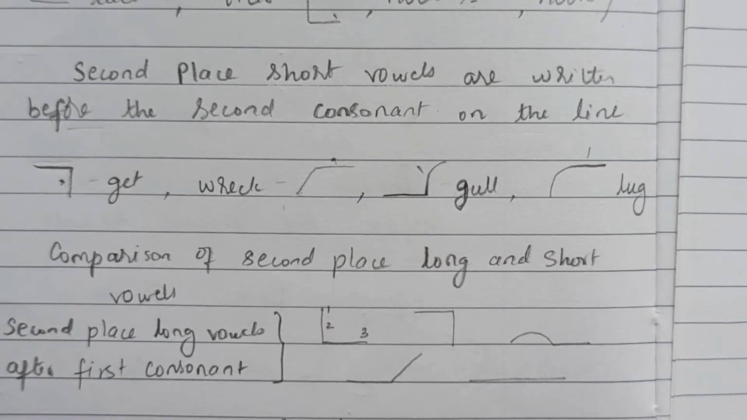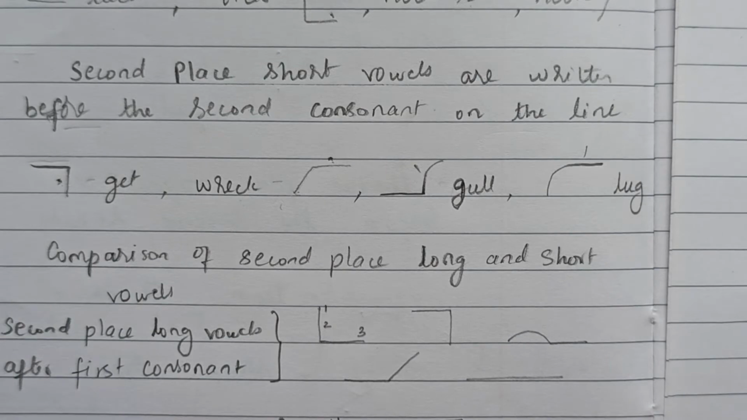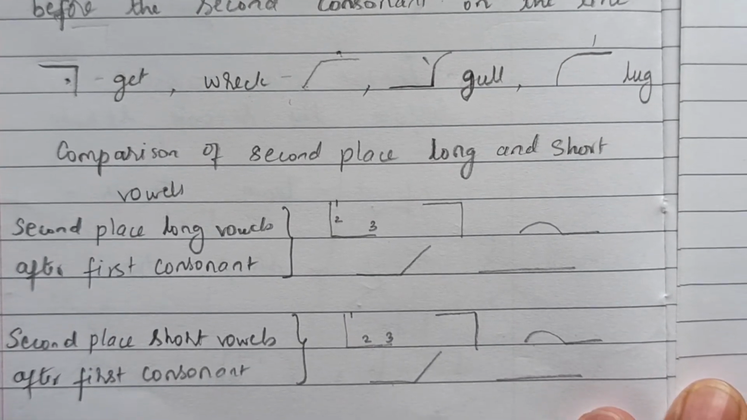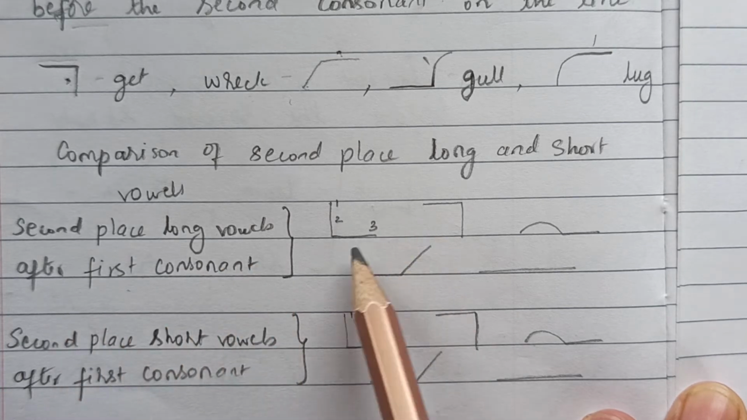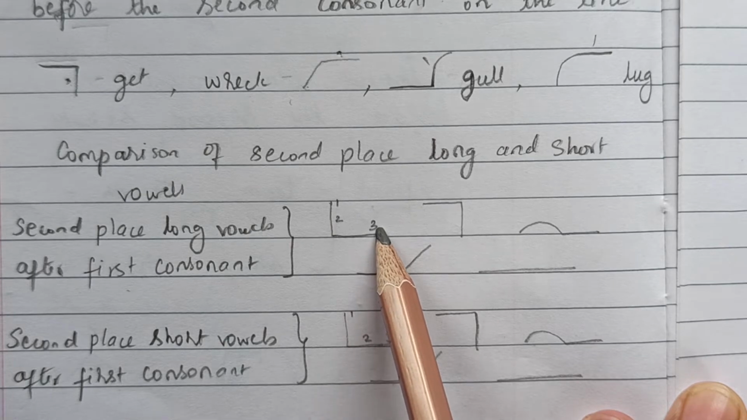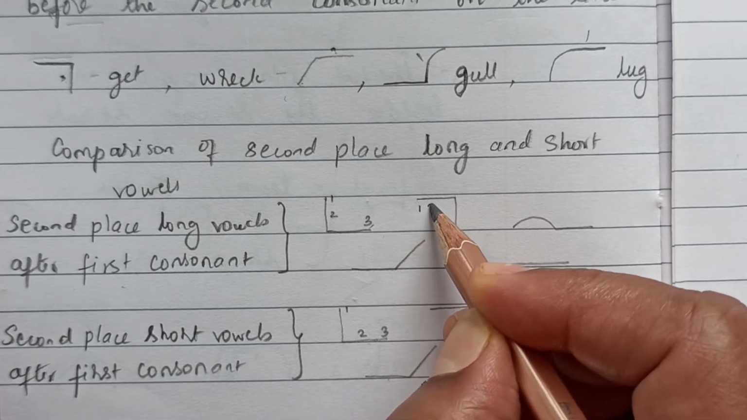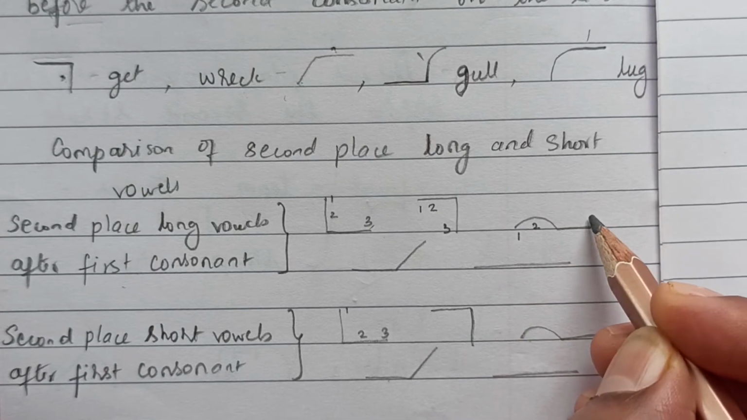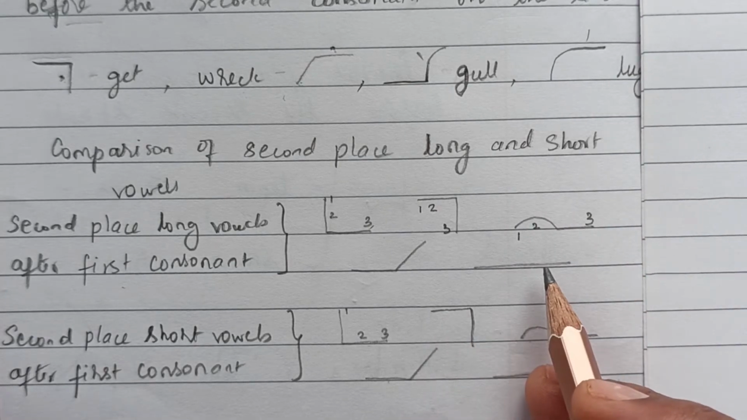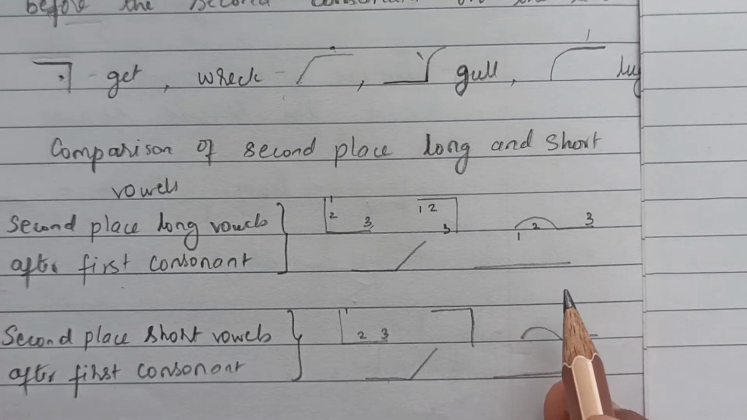And with this, we'll compare the second place, both long and short vowels. These vowels can be compared in the following diagrams. Like the second place long vowels after the first consonant, like 1, 2, then before the third place. Again, here 1, 2, 3. These are the places for writing the vowels after the first consonant for long vowels.